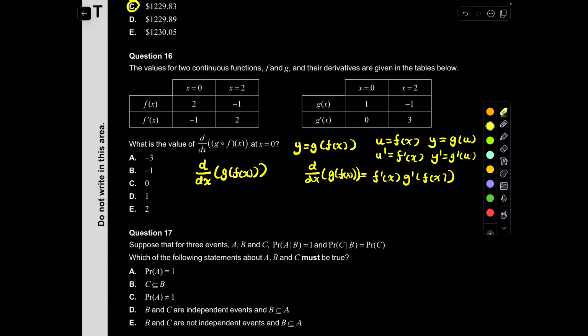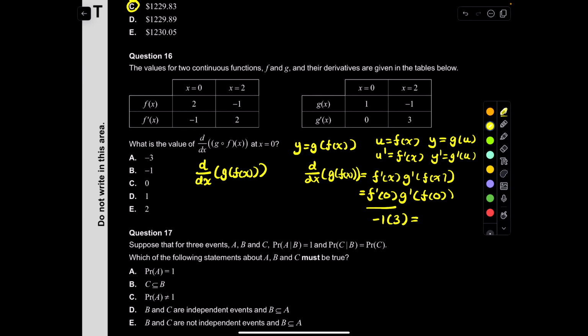Now, remember we want to find out when x equals 0. So imagine summing x is equal to 0. So all the x's will become 0. So f dash of 0. What is our f dash when it's 0? Well, we know that f dash when it's 0 is going to be negative 1. So that's just negative 1. Then you write g dash. What is f of 0? f of 0 is 2. Now, what's g dash of 2? g dash of 2 is 3. So it's 3.